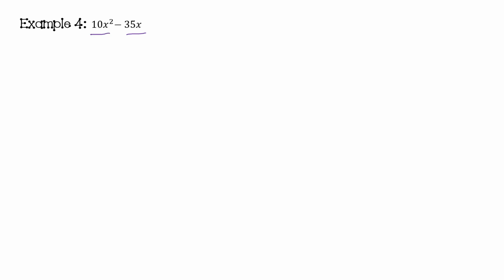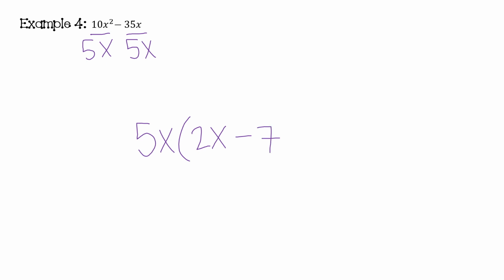So I can divide 10 and 35 both by 5. And then I can also factor out an x. So 5x will go in front of the parentheses. 10 divided by 5 is 2. X squared divided by x is just x. 35 divided by 5 is 7. And then the x's will cancel out, and this is my factored form.